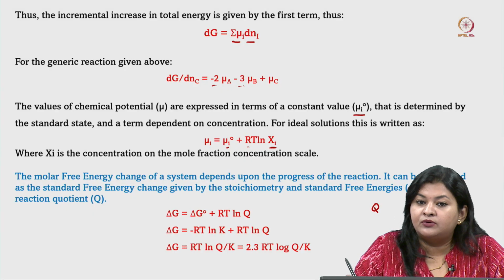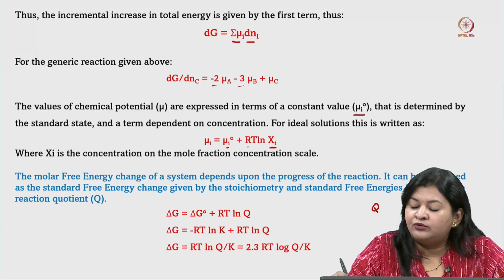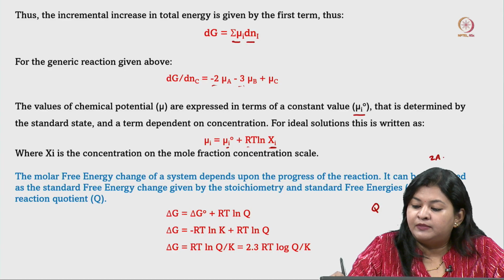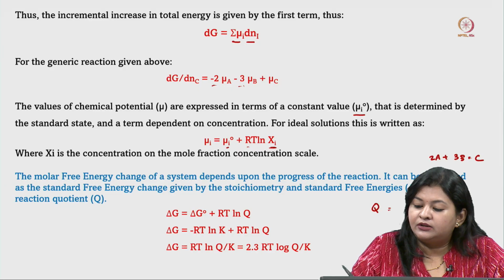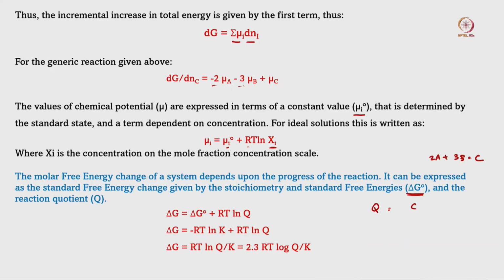Q is, suppose you have this equation where 2A plus 3B is equal to C. Then the reaction quotient is C divided by A and B, so that is the product divided by the reactants, where A is to the power 2 and B is to the power 3. So this is the reaction quotient, which is very similar to K in terms of equilibrium.